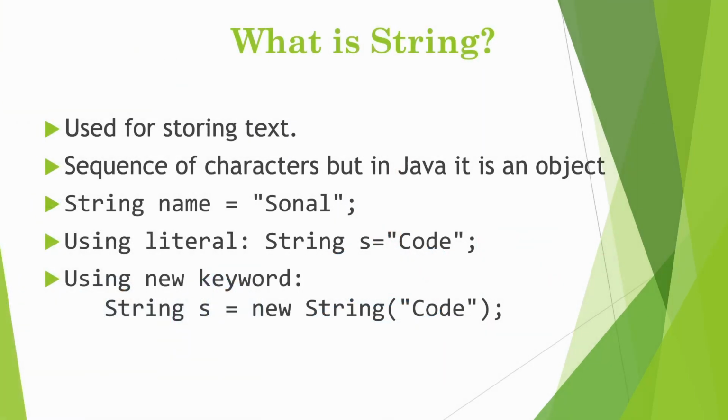What is a string? A string is used for storing text. It is a sequence of characters, but in Java it is an object. For example, String name = "Sonal". So using a literal, you can define the string. String s = "code", or with the new keyword, because as I said it is an object also. So you can use the new keyword and store it this way. We'll be covering more in the live demo, so stay connected till the end.